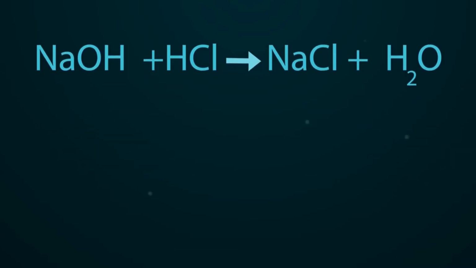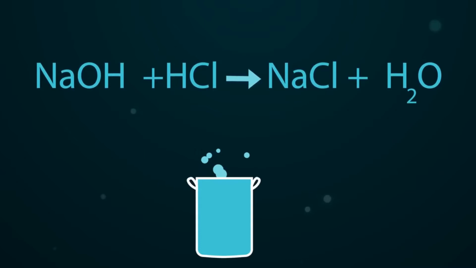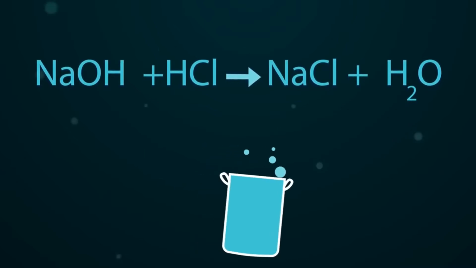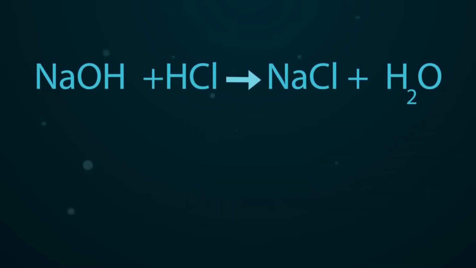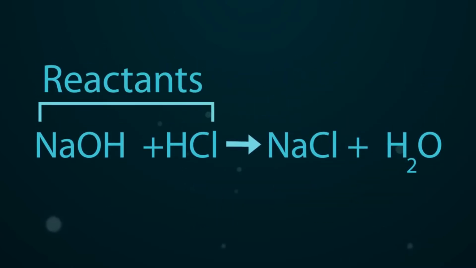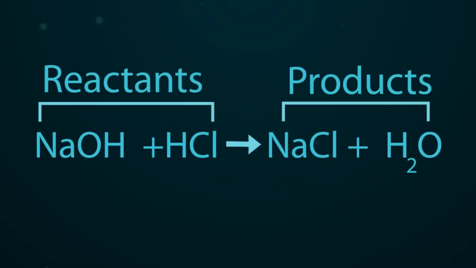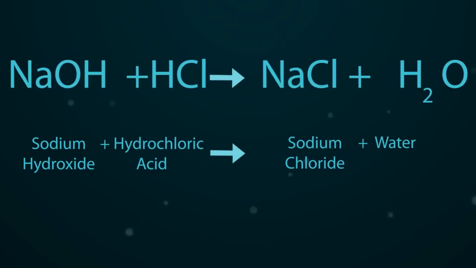It's a bit like a detailed cooking recipe, but where all the ingredients and all the products are written down, even the ones you can't necessarily see. The reactants are what you start with, and the products are what are formed. There are two ways of writing chemical equations: word equations and symbol equations.